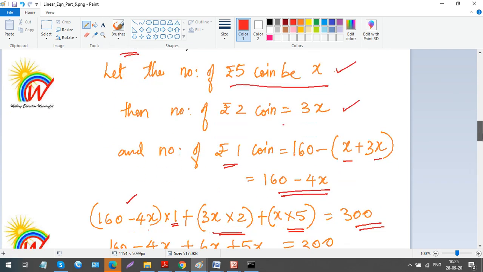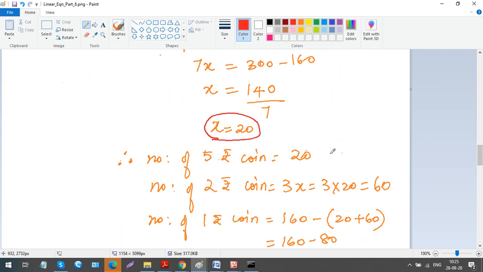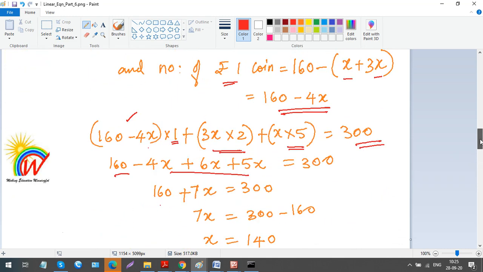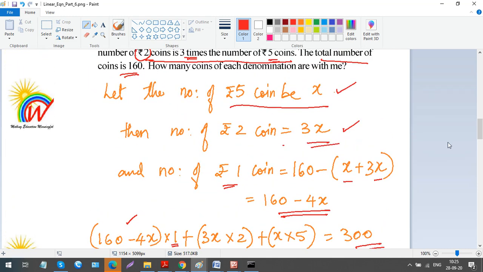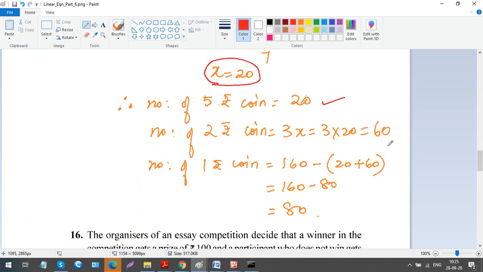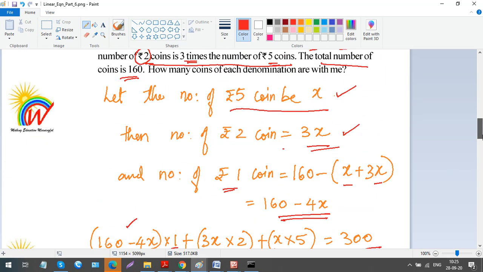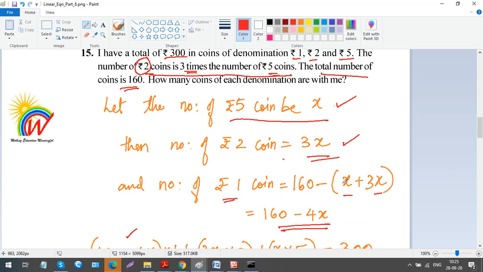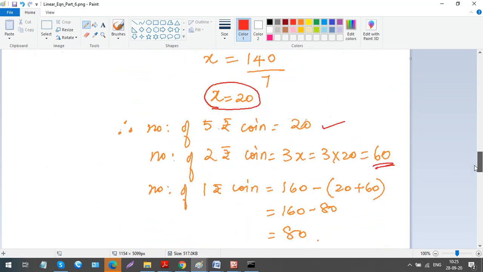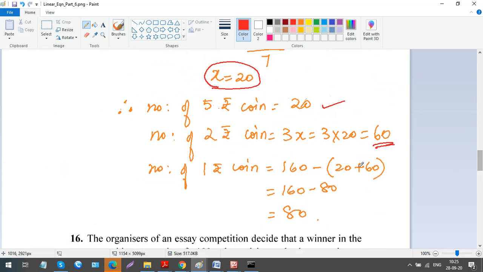So how many 5 rupee coins do you have? 20 five rupee coins. And we assumed that the number of 2 rupee coins is 3x, so you multiply 3 into 20. So 60 two rupee coins were found. And what about 1 rupee coins? So there are 160 minus this whole thing, these two added together, right? So 160 minus 20 is the 5 rupee coins, and 60 is the 2 rupee coins. So 160 minus 80, which is 80. So this is the number of 1 rupee coins.